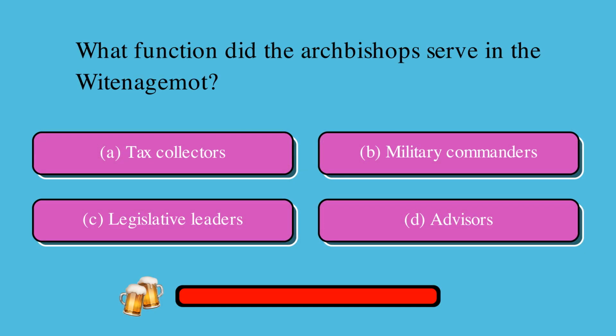What function did the archbishops serve in the Witenagemot? Is it A, tax collectors, B, military commanders, C, legislative leaders, or D, advisors? The correct answer is D, advisors.